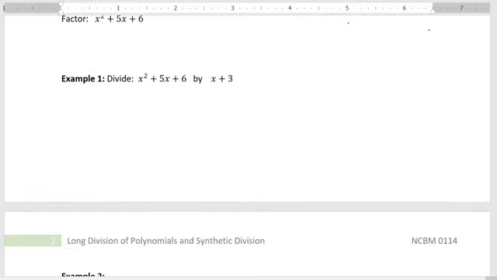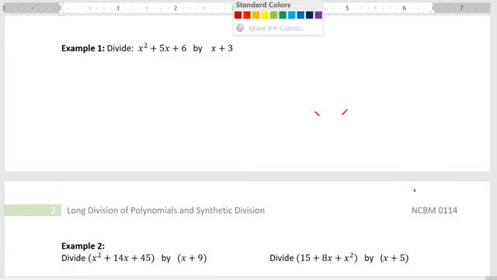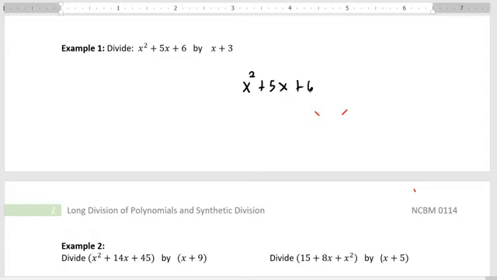Okay, so let's look at example 1. So we have x squared plus 5x plus 6. And notice that the powers are in descending order. So we have 2, 1, and then 0. And we're going to divide by x plus 3. So you want to ask yourself, what do we need to multiply this here to get an x squared? So I would need to multiply by an x. And so I'm going to have x times x is x squared. x times 3 is 3x.